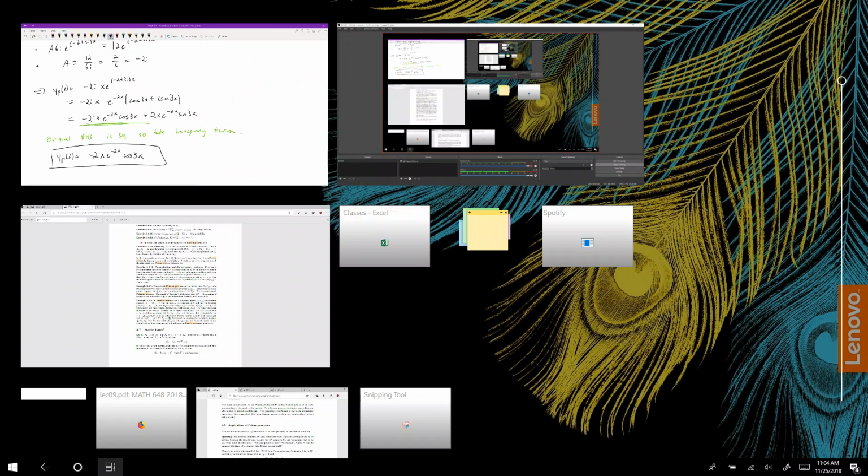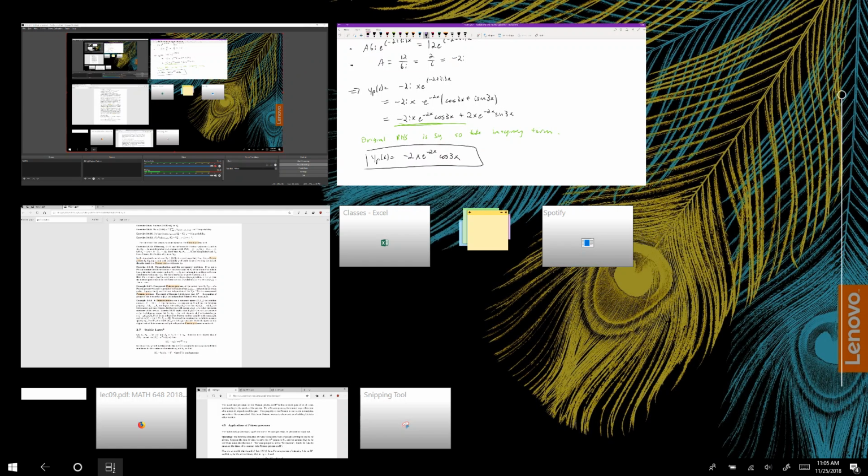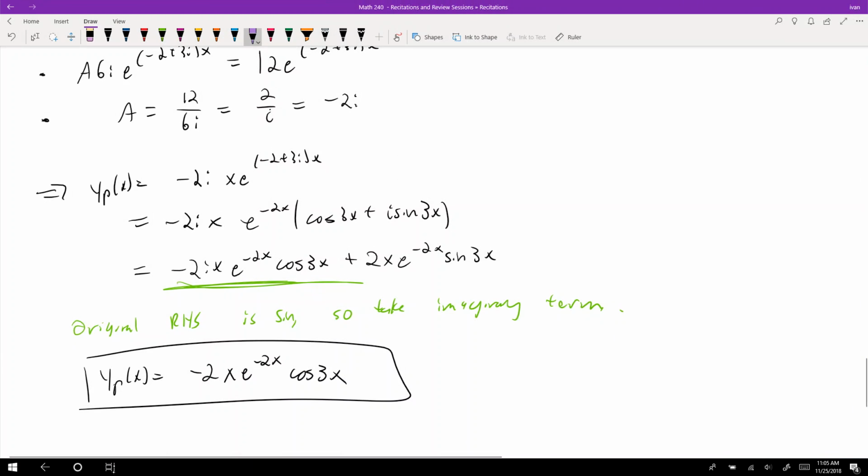Okay, let's see how I'm doing on time. Oh, okay. So this is only 25 minutes. Definitely took a lot longer to do one of these problems in class. Okay, so that's how you do these complex value problems.